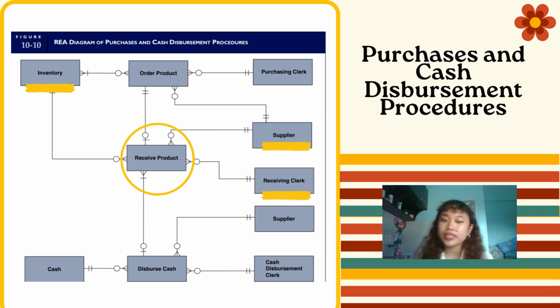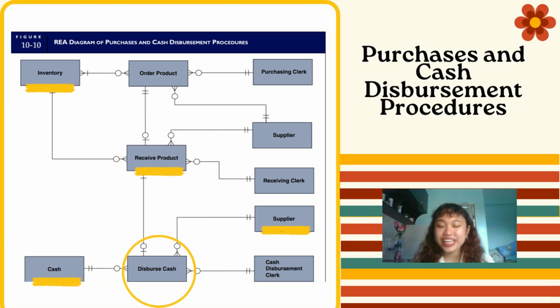The zero-to-one cardinality means that sometimes there might be an ordered product that hasn't been received yet, or no received product. It's like having something on your shopping list but not having it delivered to your door yet.